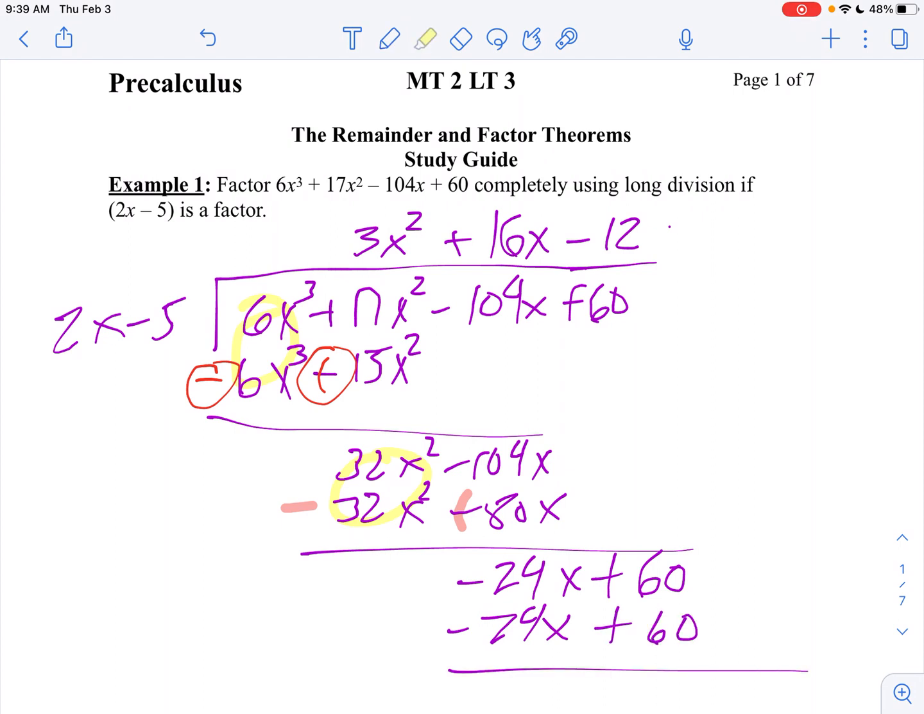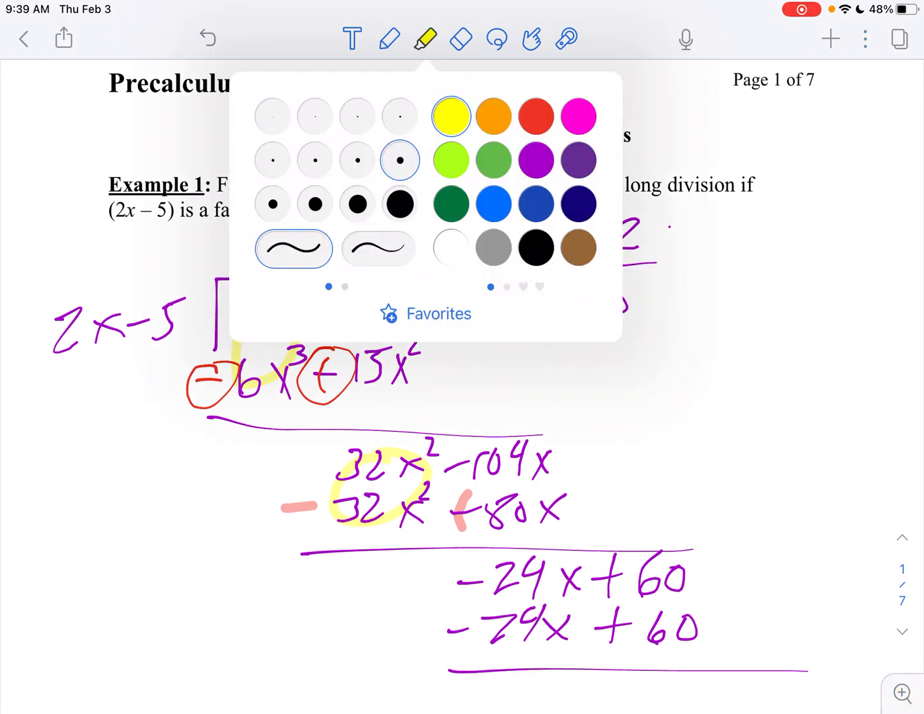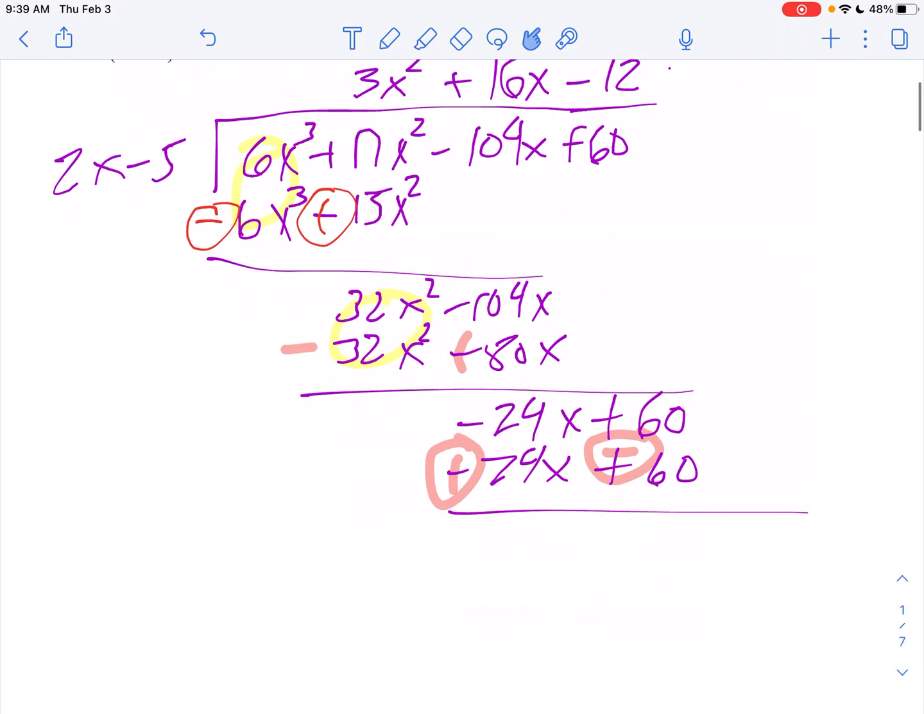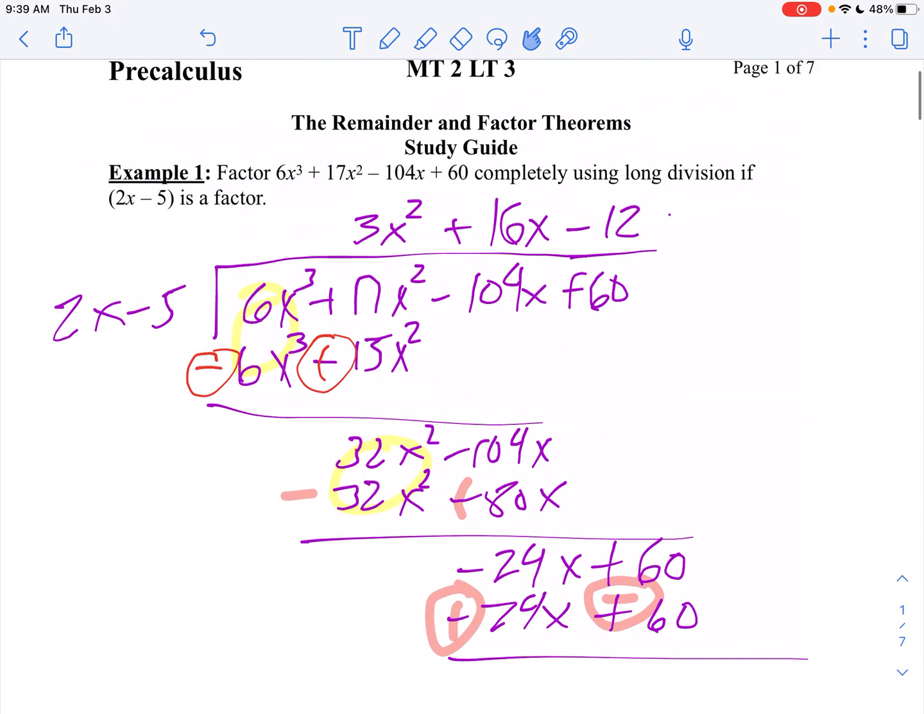Then I'll change my signs. So I'll change it to a plus and a minus. And notice everything cancels out or reduces out, so I have no remainder. So in other words, 2x minus 5 goes in there. Well, it goes in there 3x squared plus 16x minus 12 times.